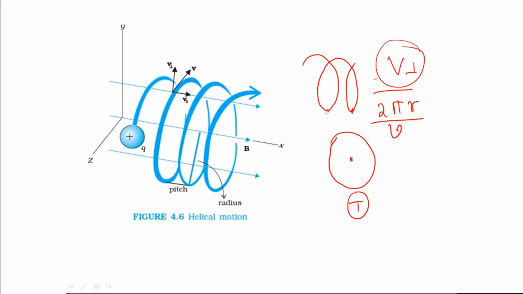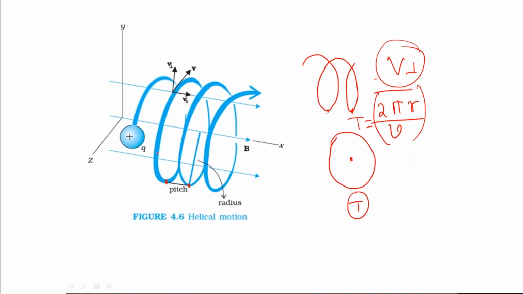Okay, so once you get the time period, look, suppose the charged particle has started here. It will go all the way up to here and come here itself. And when it reaches here, one full revolution completes. So this one full revolution will be completed over here.